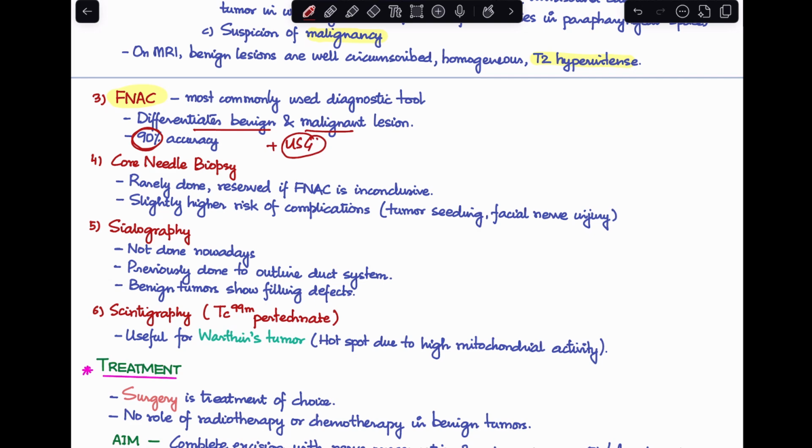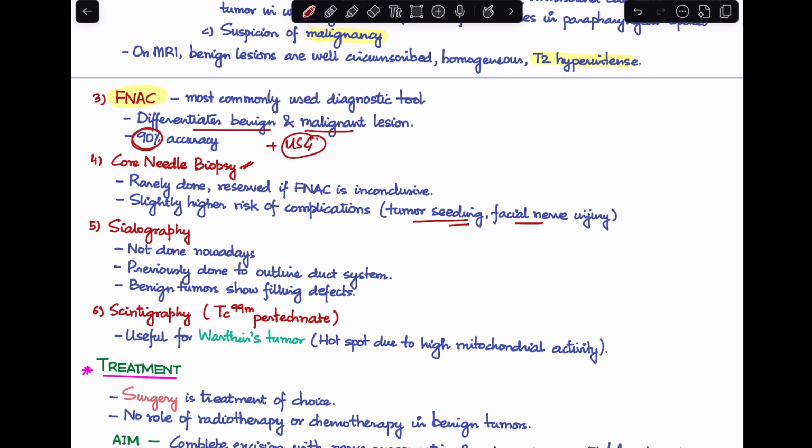Second is core needle biopsy. Now, usually we do not do core needle biopsy. We reserve it in case the FNAC has come out to be inconclusive. Why is it not done? Because this has a higher risk of complications than FNAC. Here, you can easily cause tumor seeding or facial nerve injury. So, usually this is not performed.